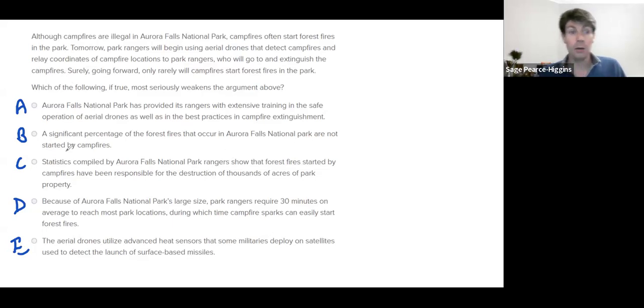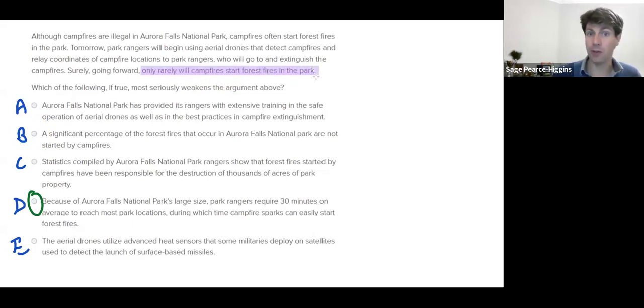Cool. And you might have had the satisfying experience of having the right answer just jump out at you. The correct answer for this one is D. Now I'm not going to go through all the answers, but I did see that some people were tempted by B. And I'll just say, if you're tempted by B, keep your eye on the conclusion, because the claim was that only rarely will campfires start forest fires in the park.